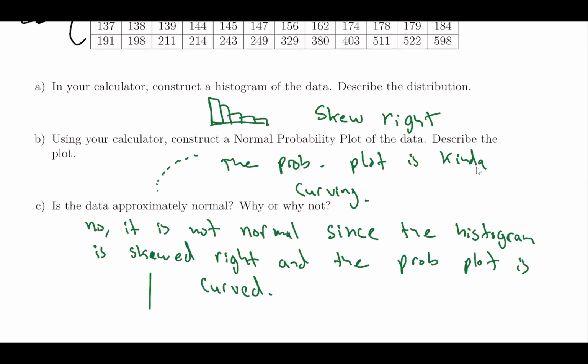In order for us to say that this is normal, our histogram should have given us something that looks symmetrical. Also, our probability plot should have given us a probability plot that pretty much resembles a straight line. So since this one has some curvature to it, that's why I know our data set is not normal. And that's it for chapter 7. All right. Everybody good on this?